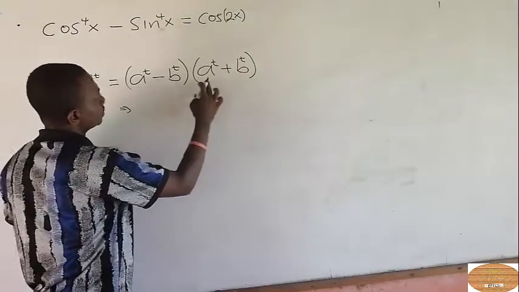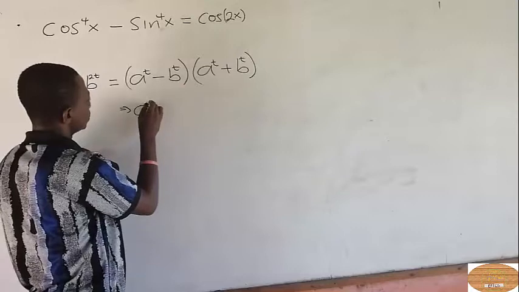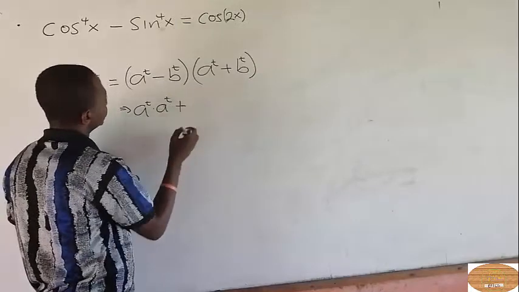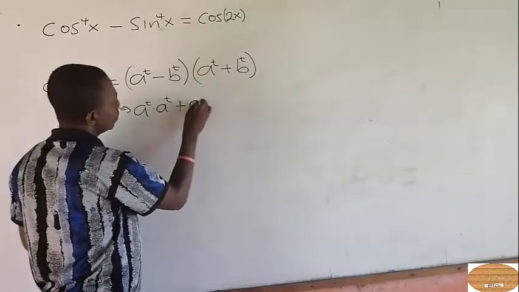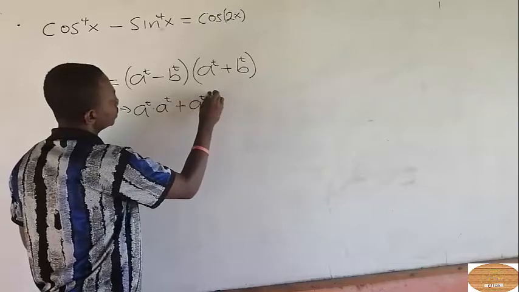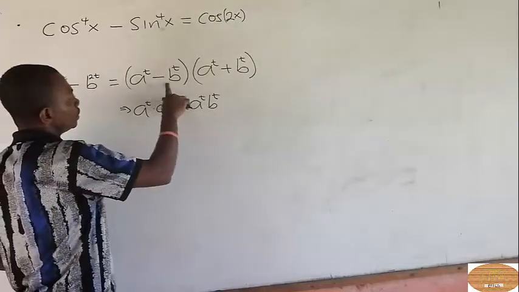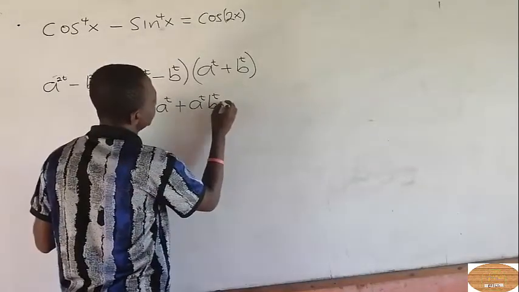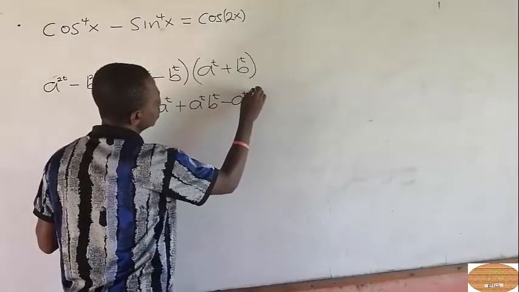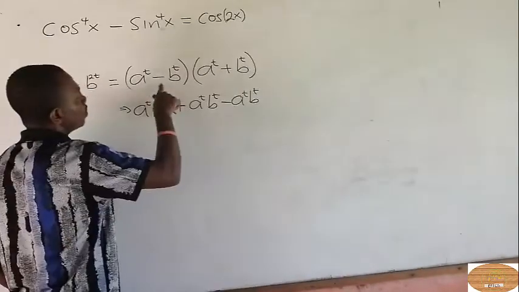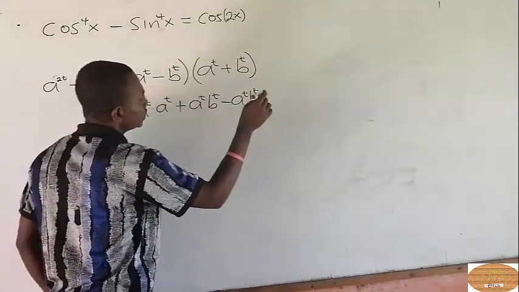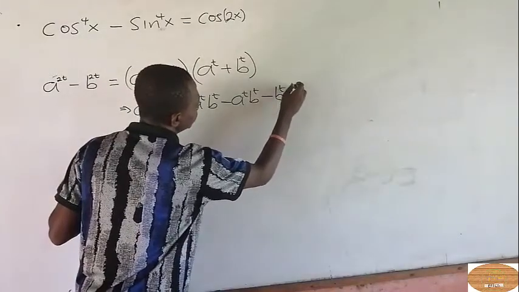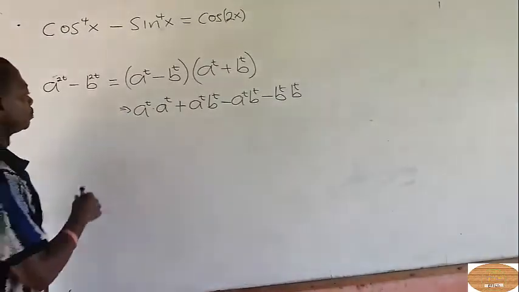So this one times this is a to the power t times a to the power t. We have plus here. So this one times this is a to the power t b to the power t. Alright, so let's use the minus. So minus b to the power t times this one, that's minus a to the power t b to the power t. Then minus b to the power t times this one, so you get that. Alright, so let's move on.